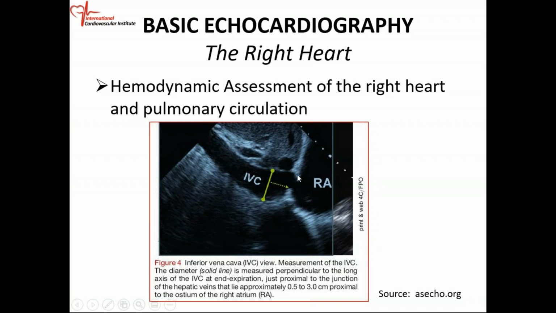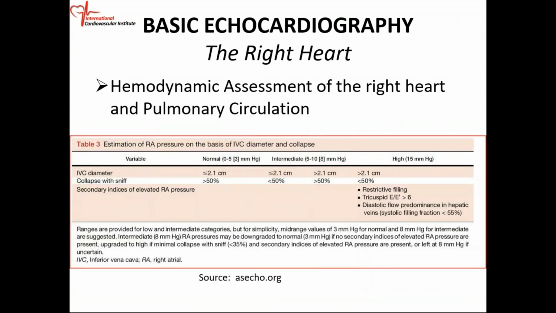It's about 0.3 to 0.5 centimeter proximal to the ostium. This is the ostium of the right atrium, so you want to measure it just right there, okay? Now, these are the numbers you need to know. Again, the normal IVC should be less than or equal to 2.1 centimeters, and you should get more than 50% collapse with inspiration or sniff.